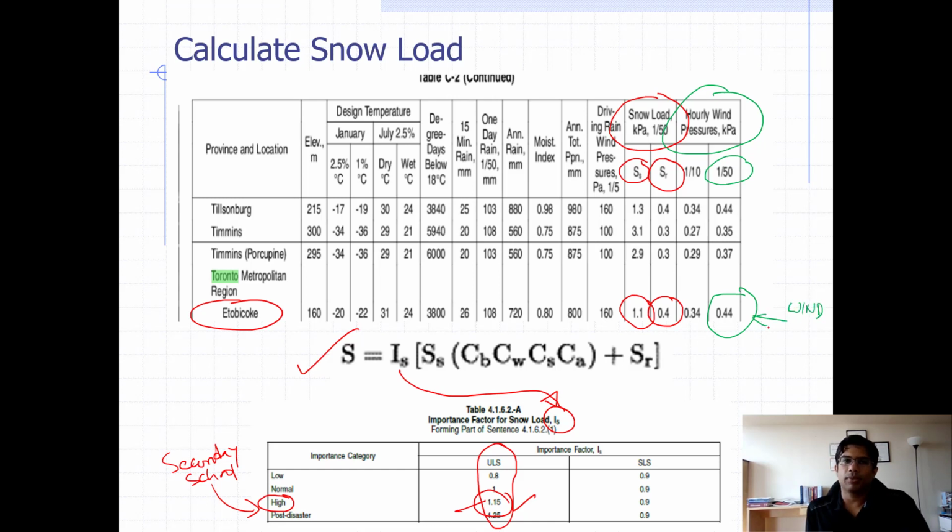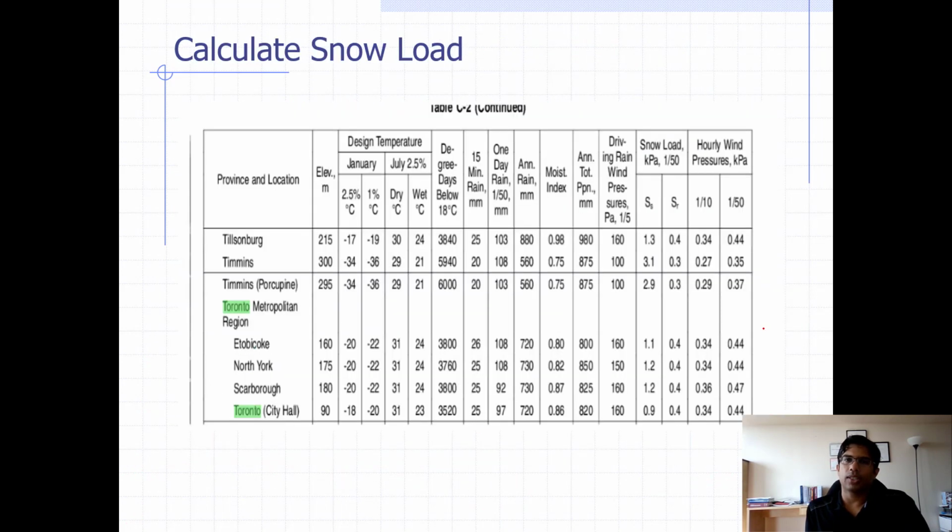And in the previous problem, when we calculated the snow for North York, this is North York in this problem, and the snow parameters are these two, and this is the wind parameter. So as a practice at home, you can try to calculate the wind load for North York, 1 in 50 years.